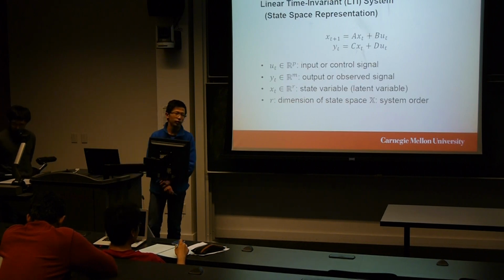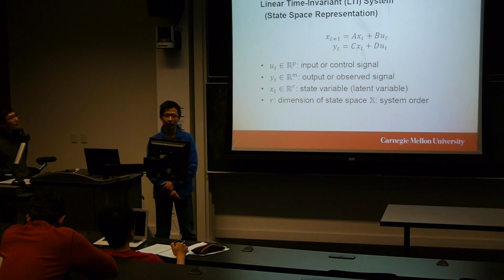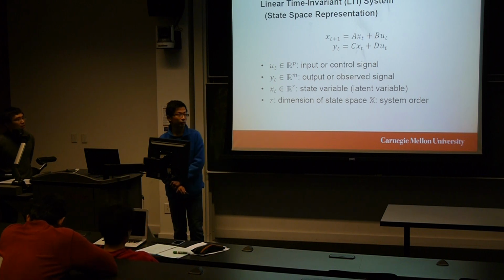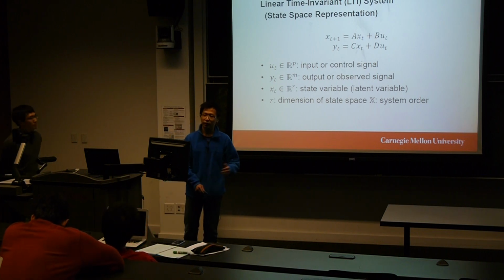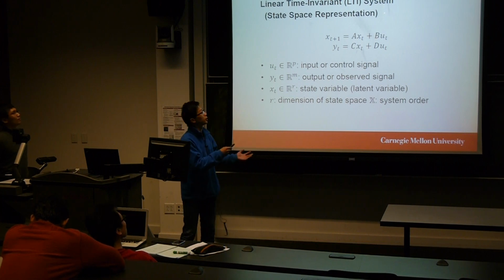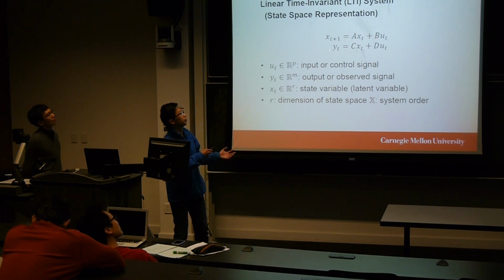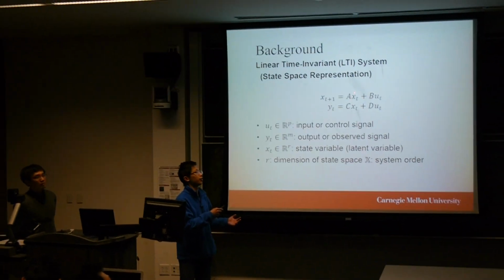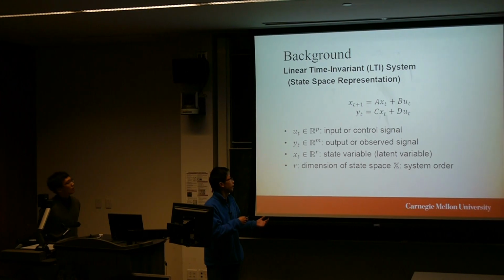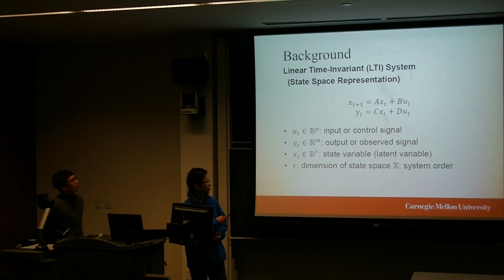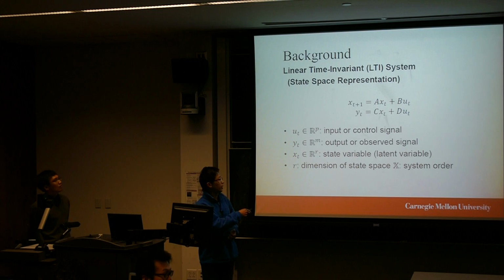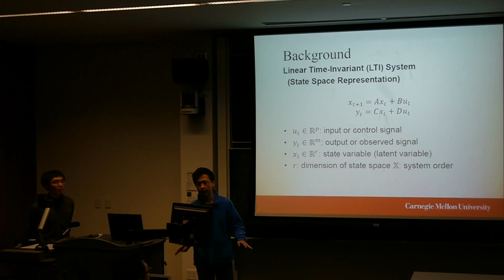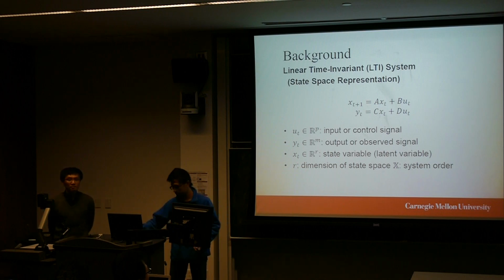So the basic setup for our algorithm is a linear time invariant system. This is a system that is widely used in both signal processing and control theory. Given a system, we have a set of input called UT, and a set of output called YT. The UT and YT are connected through a set of hidden variables, or what we call state variables, called XT. The dimension of XT, in our setting called R, is the order of the system. Usually, we prefer a system of low order, both for better analysis and for easier implementation.